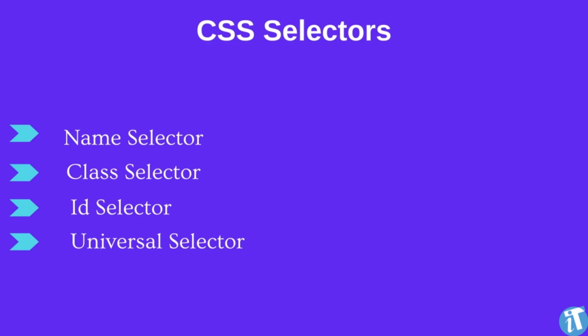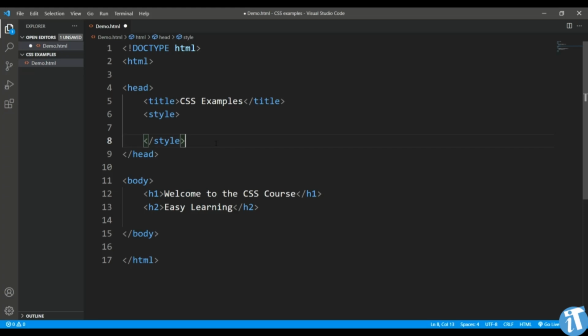So let's get started with the practical implementation and see how these different selectors can be implemented. For starting the implementation of selectors, I will use the embedded style sheet just to make sure that you will see the styles and the tags on the same page, so it will be easier for you to understand.